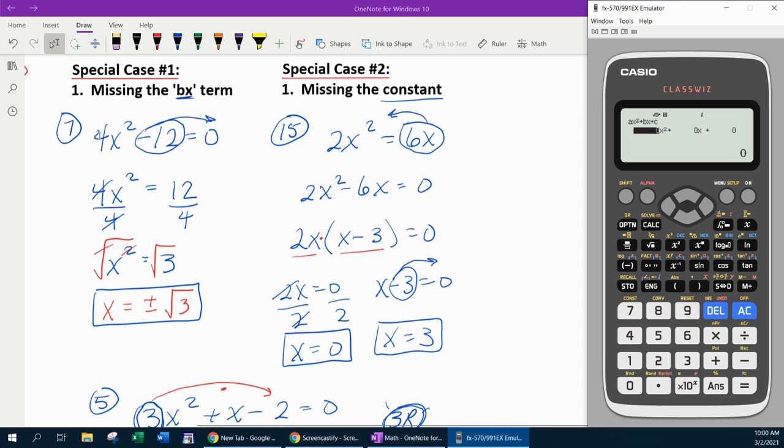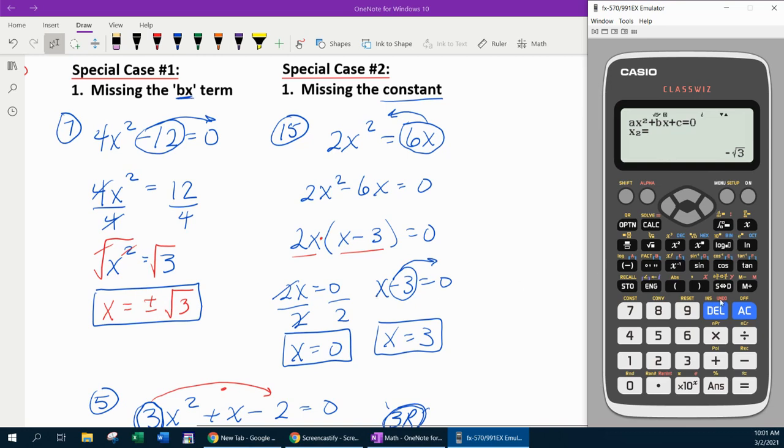So let's check number 7. A is 4, so we're going to go 4 equals. There was no BX term, so we're going to go 0 equals. There's 0 X's, and minus 12. And I believe to do that, we're going to go negative 12, because that is the value of C. C is actually negative 12. If I hit equals, it's going to give me the first answer. You see this? X1 is square root of 3. If I hit equals again, it's going to give me the second answer. And that is what we got for solutions, plus and minus square root of 3.